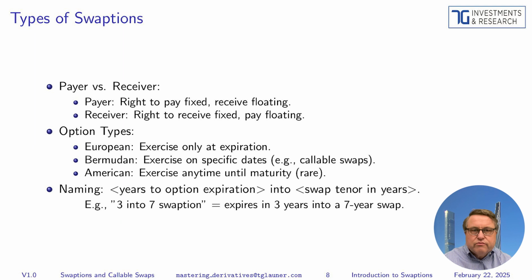Naming conventions reflect their structure. For example, a 3-7 swaption indicates an option expiring in 3 years that enters into a 7-year swap upon exercise.